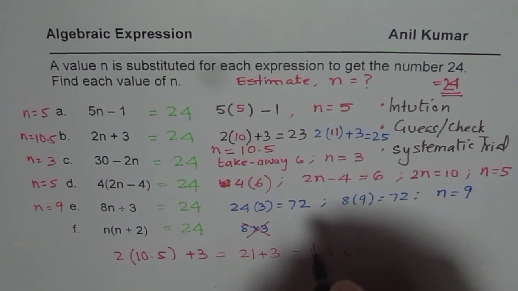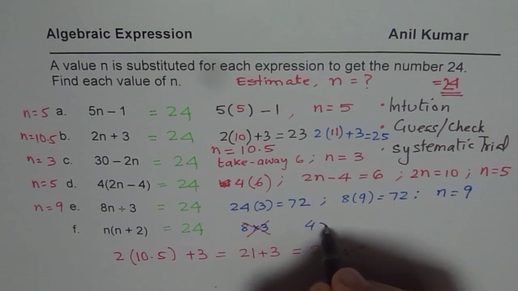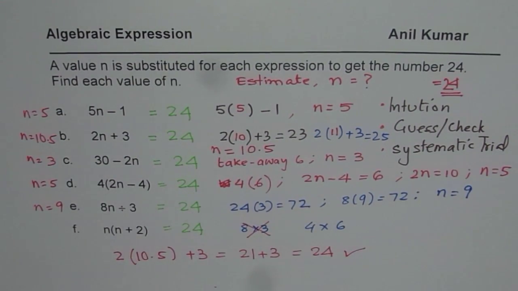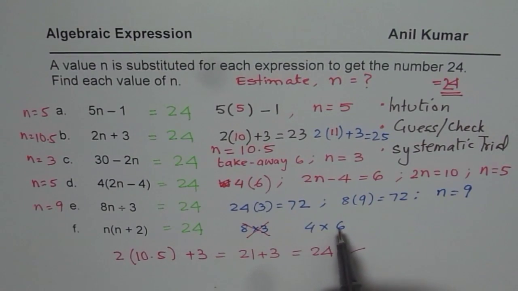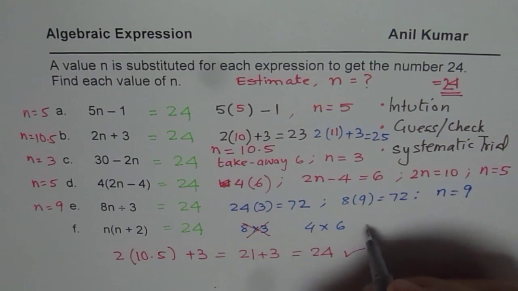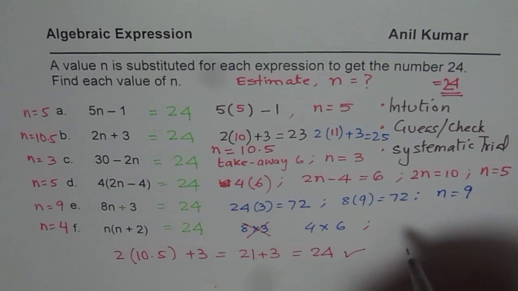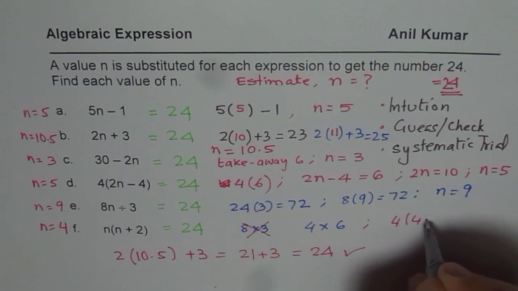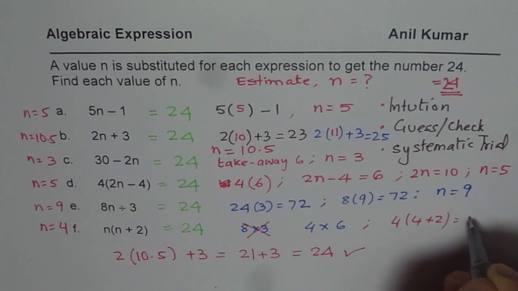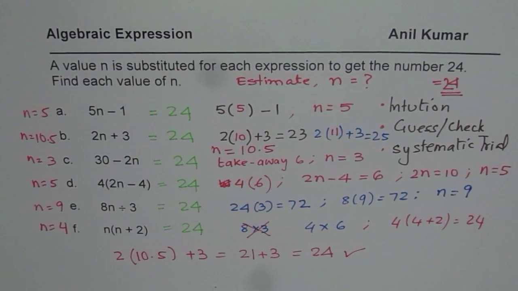Okay, in that case, let's try 4 times 6. Okay, 4 times 6 is good. n could be 4 and 6 is 4 plus 2. So it works. So we get n equals 4, remember? So we have 4 times 4 plus 2. You get the idea. And that is indeed 24.